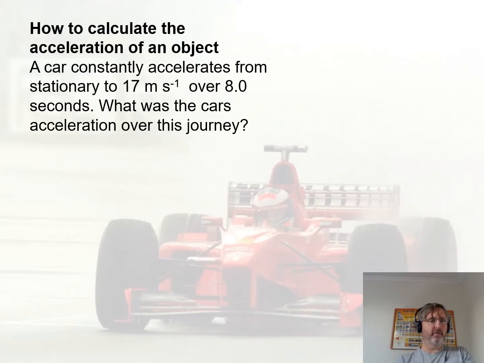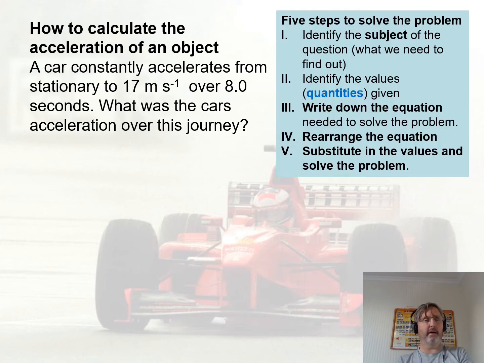So here's our first question. Remember, from the last video, we had 5 steps that we'll use to solve this problem. Here they are. So let's read the question. A car constantly accelerates from stationary to 17 meters per second over 8.0 seconds. What is the car's acceleration over this journey?